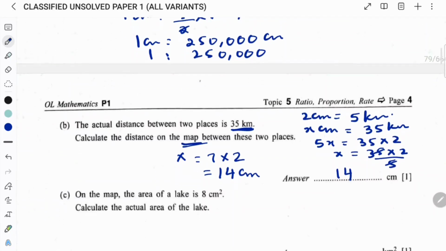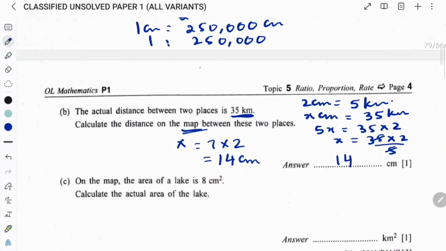Okay, the next part is an area scale question. So the scale also we'll square to get the answer. On the map, the area of the lake is 8 square centimeters. So 2 centimeters is equal to 5 kilometers. So 2 centimeters squared is equal to 5 kilometers squared.